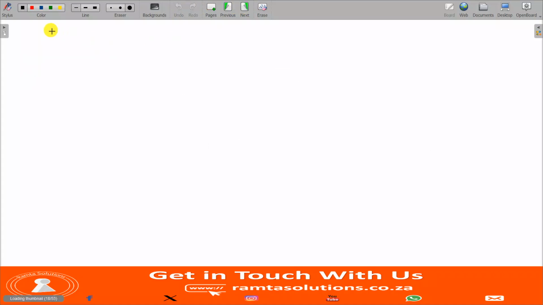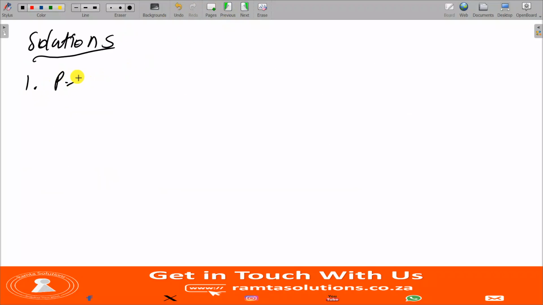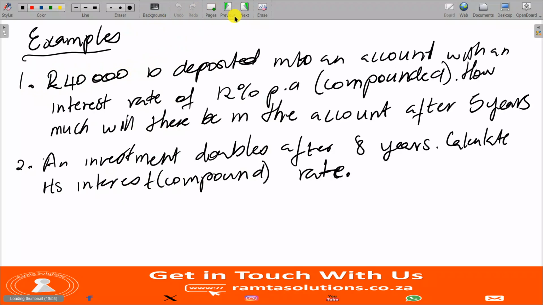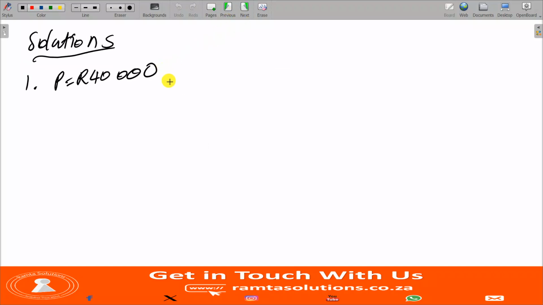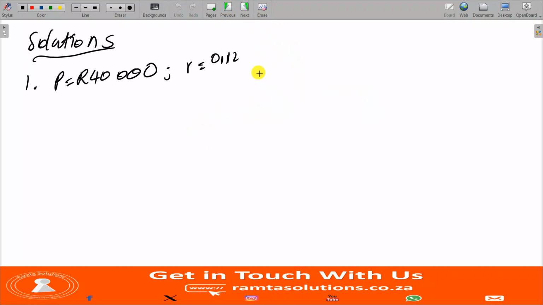Now, let's go. Solutions. And now our solutions, let's see now. Number 1, 40,000 is deposited. This means P is 40,000. And then interest rate is 12% per annum. So it's 0.12. Remember, 12 over 100, 0.12. How much will there be in the account after 5 years? So this guy, accumulated, is unknown and N is 5.